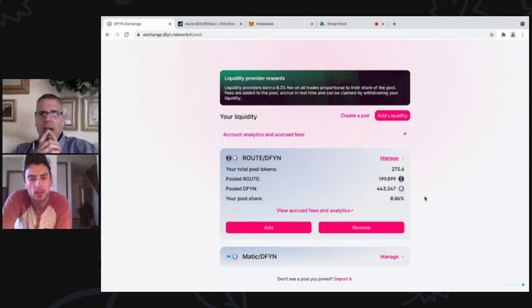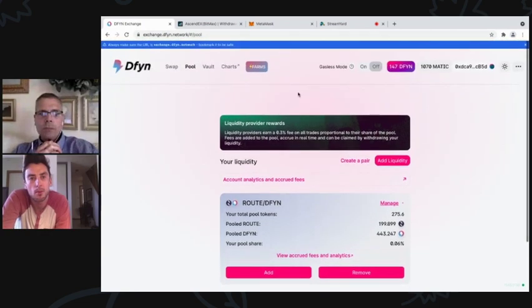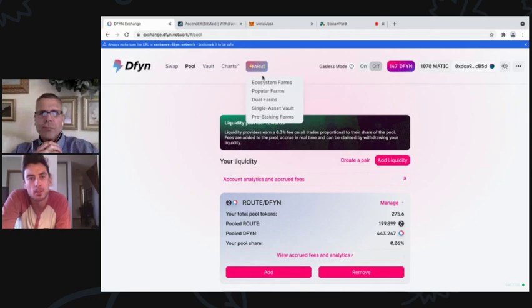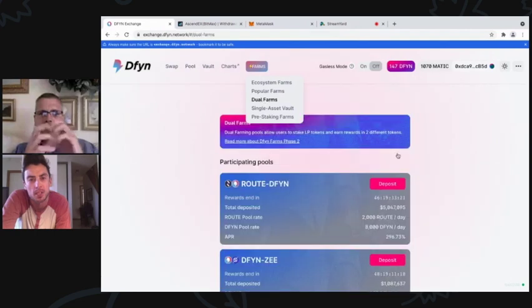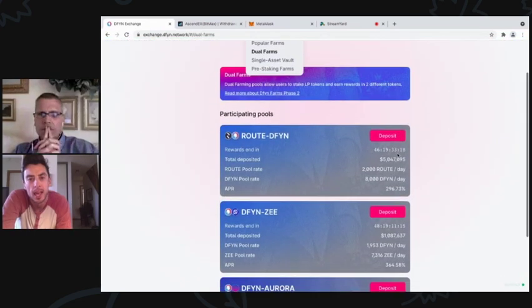So that 199 root and that 443 DFYN is 50-50. Yeah, it's basically close to $1,500 each of each token. Wow. So then we're going to go to farms. I think we could probably do it from here, but I've been doing it like this. I noticed that this is an added feature, but let's go to farms, dual farms, because that's where root DFYN is. And as you can see right here, you can deposit your LP.